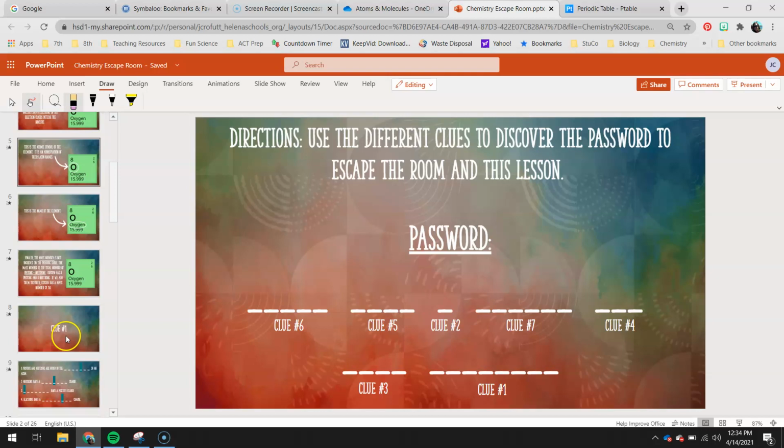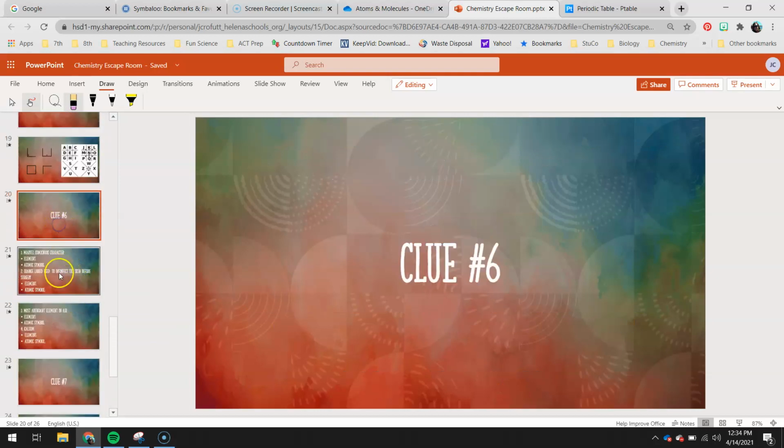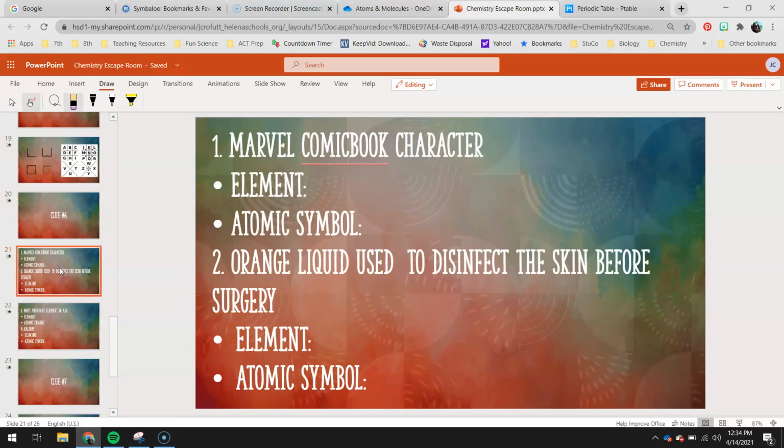Okay? All right, clue 6, we're kind of winding down, only 2 clues left. Clue 6, you guys have some little kind of trivia questions for you guys to figure out. It might be kind of a periodic table pun, but you guys should use your periodic table for the most of these. You guys might also use your internet resources. Okay, so Marvel comic book character, it's referring to a specific element, so look through that periodic table and figure out which element I might be talking about.